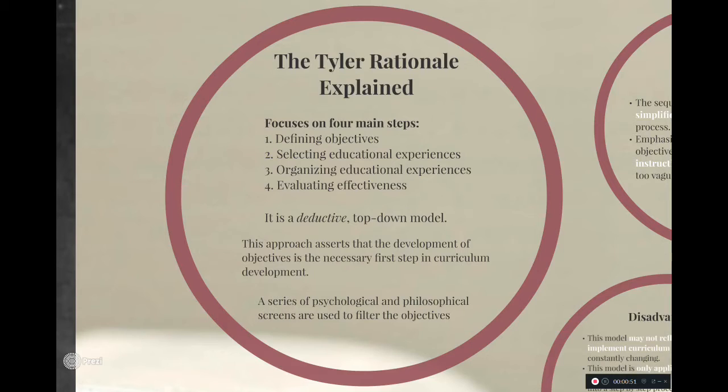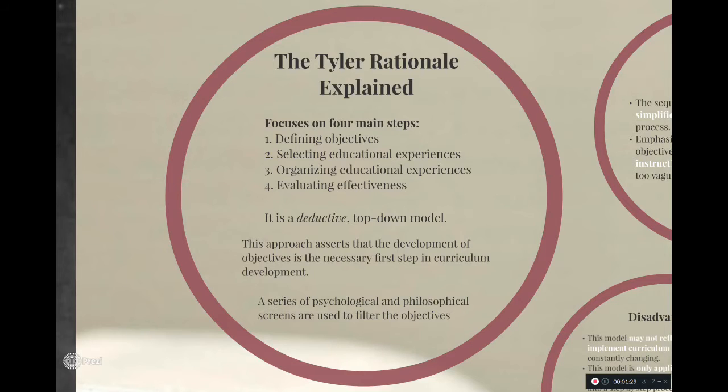2. Selecting educational experiences. What educational experiences can be provided that may result in the attainment of said objectives? 3. Organizing educational experiences, which is how can these experiences be organized to effectively attain the objectives? And 4. Validating whether the educational objectives are being attained. It is a deductive top-down approach, with the general objectives being identified by administration, followed by a subsequent narrowing down into specific instructional objectives by the instructors.